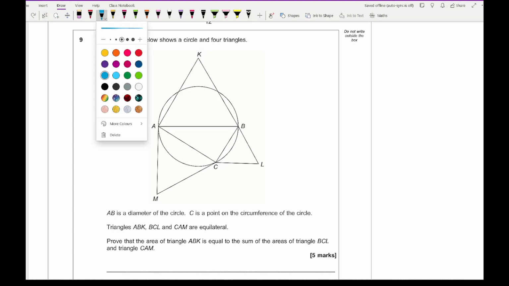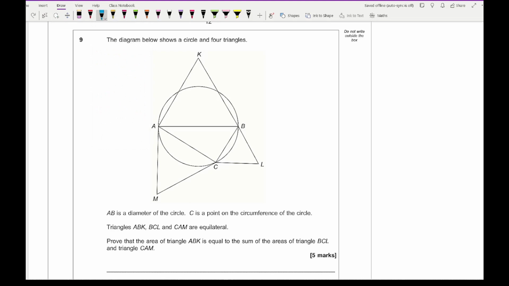So we know that this first triangle of AKB is an equilateral triangle. So that means that this angle here is going to be 60. And the same thing applies with each of these. So if I just start by labeling some of these angles, we get the following. Now, as AB is the diameter of the circle, that means that the triangle ABC is going to be right angled. Now we know using Pythagoras' theorem that AB squared is going to equal, because that's the hypotenuse, AC squared plus BC squared.